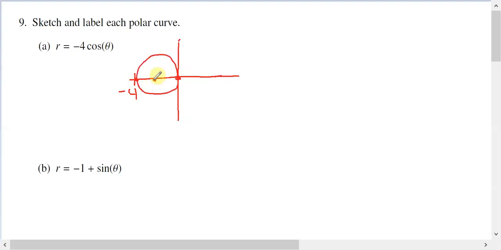Has its center, obviously, halfway in between, which is at -2. But that's what I mean by label. The -4 is kind of important that you label. You don't really have to label the 2 since it's a circle.